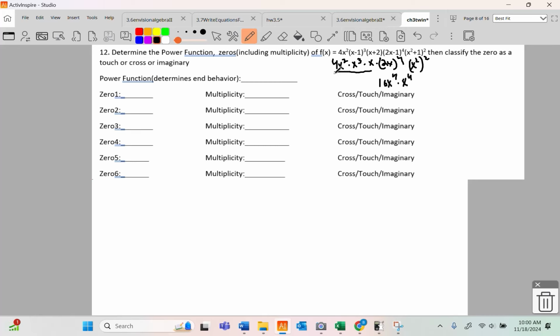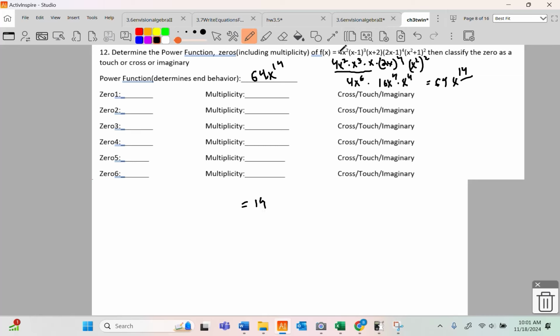Now let's see, what do I have so far with this? That's 4x to the 6th, I think. 2 times 2 plus 3 plus 1, that's 6. All right, let's do some more multiplication. 4 times 16 is 64. 6 plus 4 is 10, plus 4 is 14. 64x to the 14th. It's quite a bit. By the way, when I add all these multiplicities up, it better be 14. I should have 14 zeros.